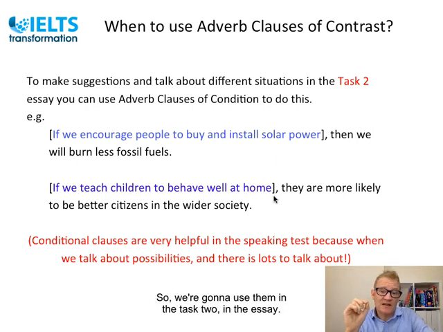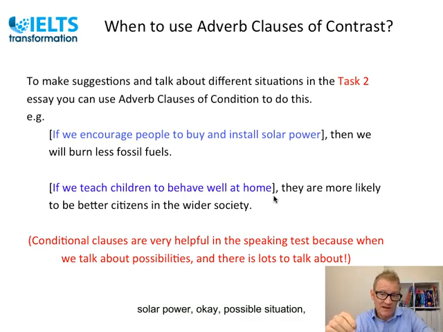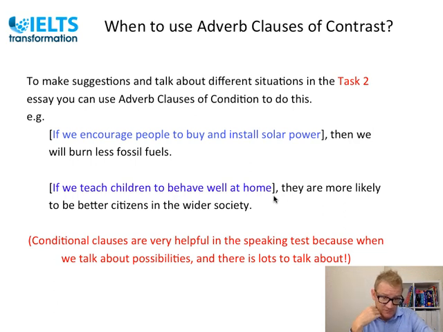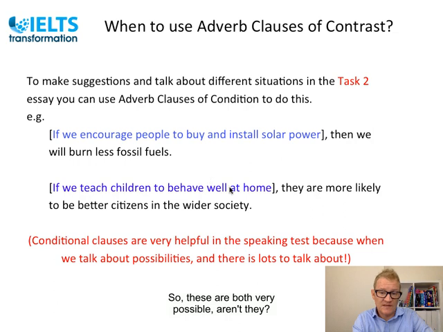So we're going to use them in the task 2 essay. For example, if we encourage people to buy and install solar power, okay, possible situation, what's the result? Then we will burn less fossil fuels. If we teach children to behave well at home, they are more likely to be better citizens in the wider society. So these are both very possible, aren't they?